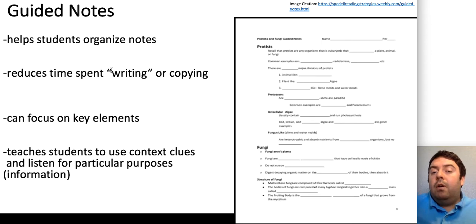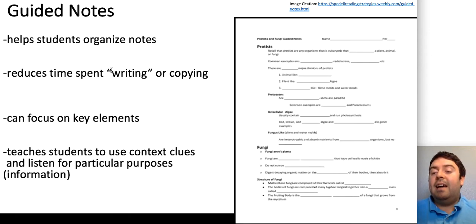Another way to scaffold learning is to provide students with guided notes. Guided notes are basically a note template where part of what you're trying to write out, the main points, are somewhat filled in for students, and then students are having to fill in the blanks of what's missing. So this helps students organize their notes. It also helps students identify and spend less time worrying about what's important and what's not important to write down, and rather just writing down the most important things that you, the teacher, have already identified as important. So students can focus on the key elements.